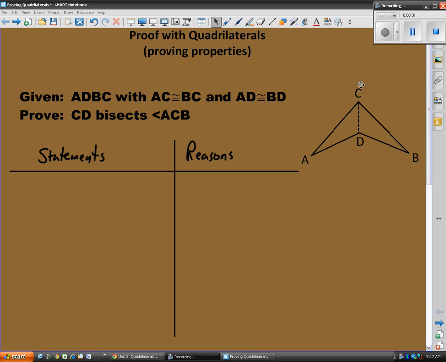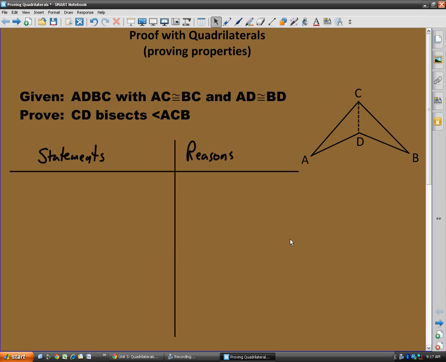Hello and welcome to our section on proof with quadrilaterals. In this section we're going to be using four-sided shapes to do different types of proofs, and it's very similar to what we were dealing with when we were dealing with triangles.